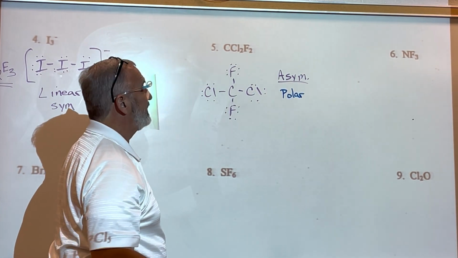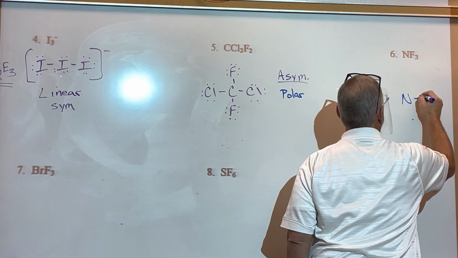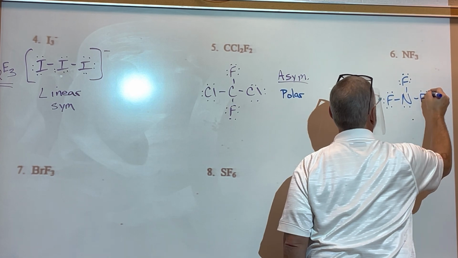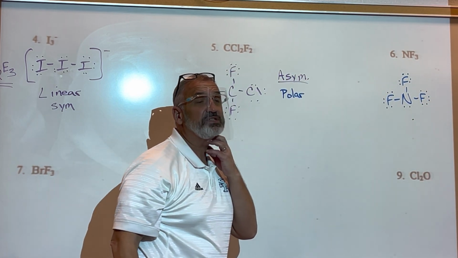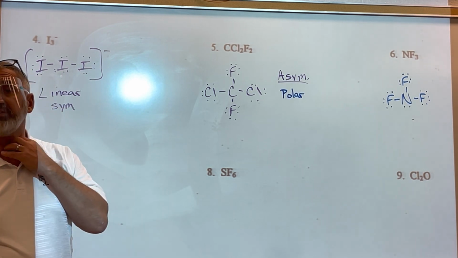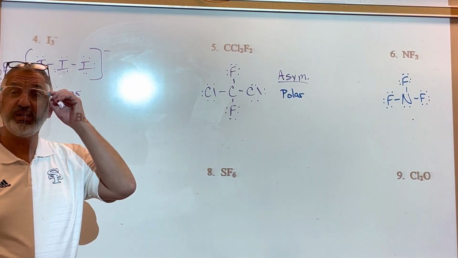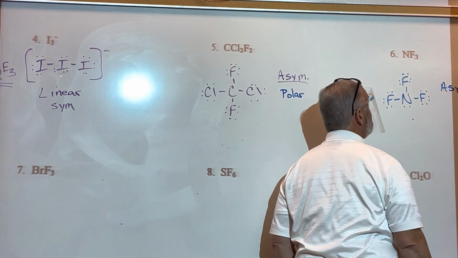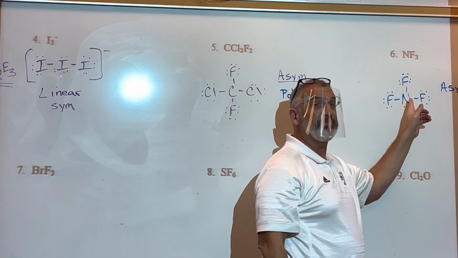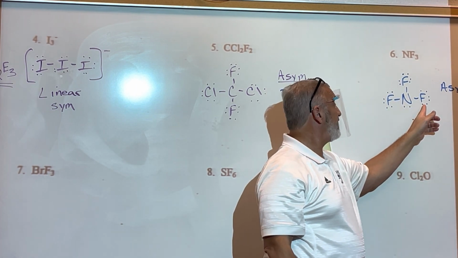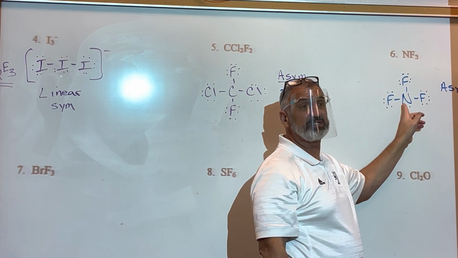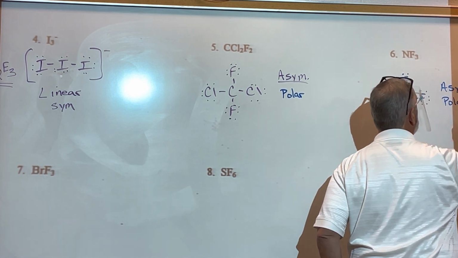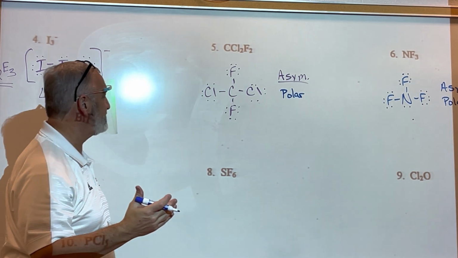Okay? Now, NF3. Looks like that. So is that going to be symmetrical or asymmetrical? Asymmetrical. It's pyramidally shaped. It's an asymmetrical shape. Does it have polar bonds? Yes. Now, this is one of the big 4 as well, but fluorine is 3.98. This is 3.0, so we have a difference of 1. So it's still got a pretty significant difference. So it's going to be polar. If fluorine's involved, it's going to be polar. Fluorine does not share well with others.